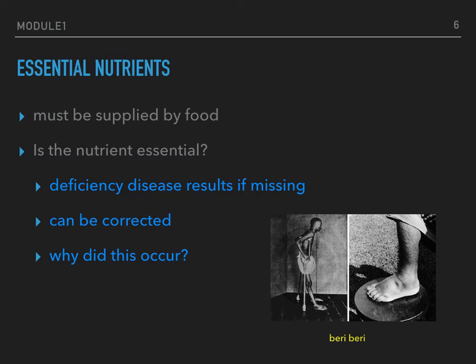Another characteristic of an essential nutrient is that the resulting disease due to the missing nutrient can be corrected when the nutrient is reintroduced into the diet. In the case of beriberi, the reintroduction of thiamine through supplements or diet can alleviate the symptoms. Finally, if scientists can identify the nutrient's specific role in the body, then an explanation can be made for the signs and symptoms of disease when the nutrient was missing from the diet.